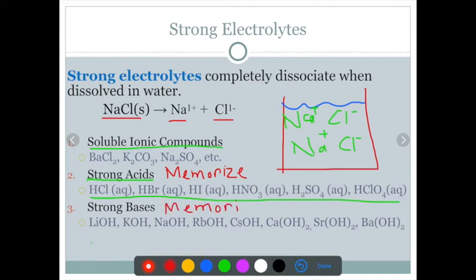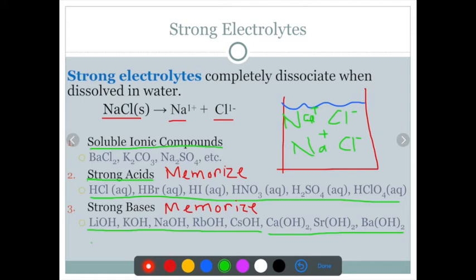For the strong bases, whenever OH is paired with anything from group A, it's a strong base. So all you have to do is look at your periodic table, see what elements are in group 1A, and put an OH with it, it's a strong base. Then calcium, strontium, and barium are all from group 2A, but it doesn't have magnesium and beryllium in that list. So only calcium, strontium, and barium, when they are combined with hydroxide, are strong bases. So again, they just completely dissociate in water.